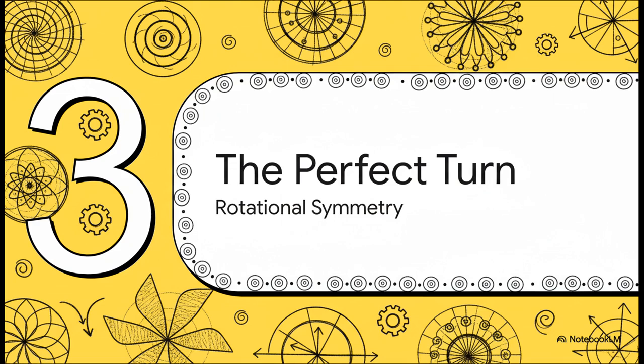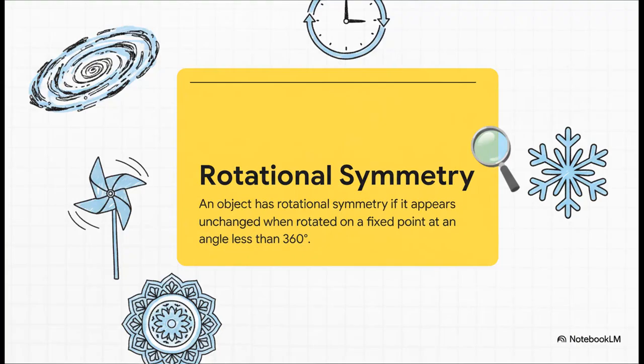Simple enough. But what about things that don't have a mirror image, but they still feel perfectly balanced? For that, we need a totally different kind of symmetry. Let's call this one the perfect turn. This is what's known as rotational symmetry. Basically, it's when you can turn an object around a center point, and before you've even gone all the way around in a full circle, it looks exactly the same as when you started.